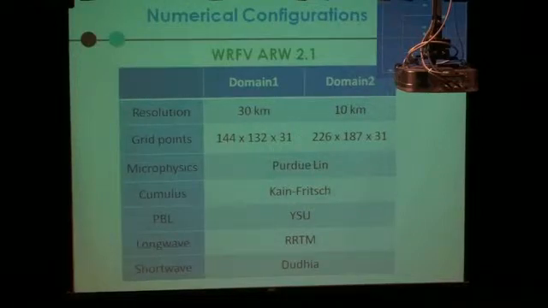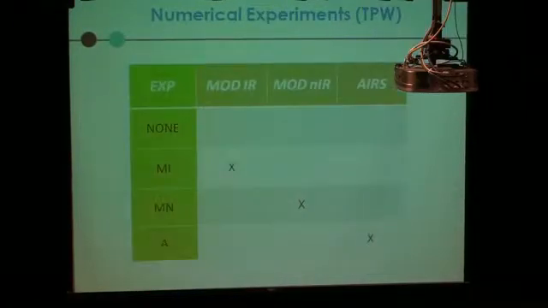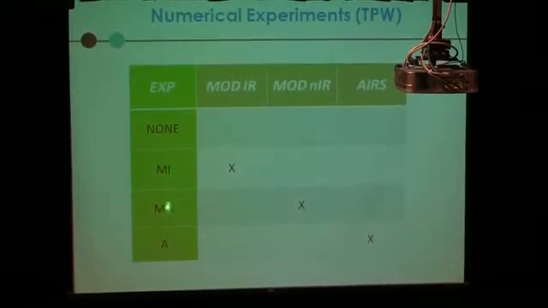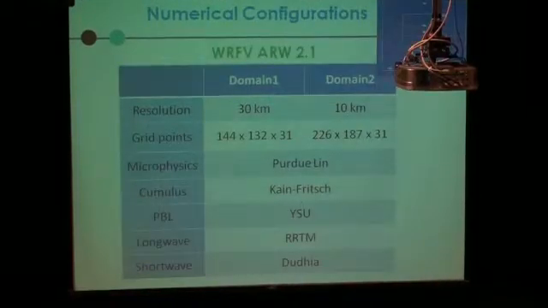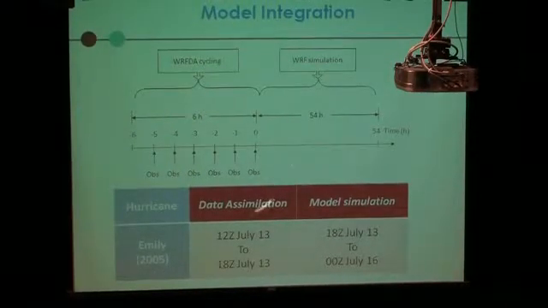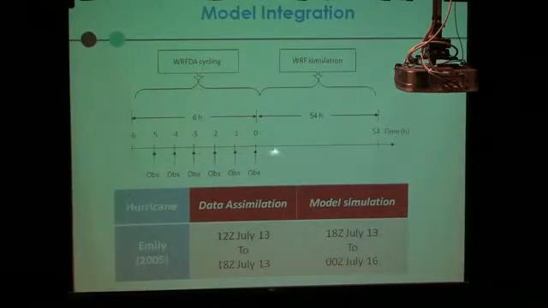All right, so this is the configuration of the model. It's really similar to Pu et al. Actually, but we have 30 kilometer and 10 kilometer grids, and we have the Purdue scheme here. She has the Purdue scheme too, and we have the Cambridge scheme. She uses the Goddard scheme, and the rest are all the same. So this is the configuration, and the experiment is very simple. No data assimilated is the control, MI is IR data, and MN is MODIS near IR data. So this is IR and near IR. The A means AIRS. And we did 6-hour data cycling. Whenever data are available, we assimilate every hour, and then do a 54-hour simulation straight.